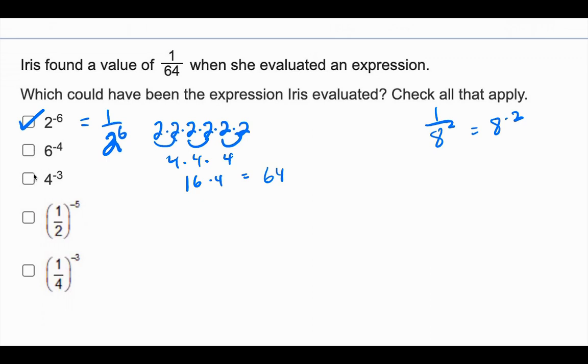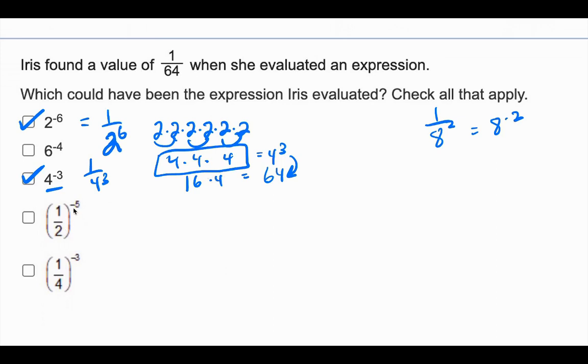Another one I can see right here. See how I did this in fours? I have 4 times 4 times 4. That equals 4 to the third, right? So that also equals 64. So 4 to the negative 3 is also 1 over 4 to the third. So that's going to equal 1 over 64 as well.